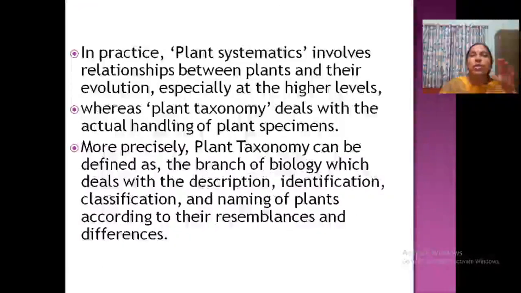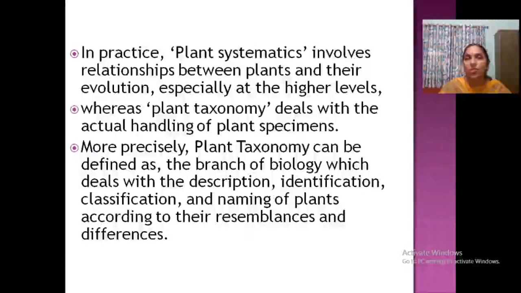Understood? So it involves a relationship between plants and their evolution. That is also very important. Plant taxonomy also deals with the handling of plant specimens, and it includes description, identification, classification and naming of plants. So when you get a plant, first you have to describe it in technical terms, then you have to identify it, classify it, and name it. These all are coming under taxonomy.